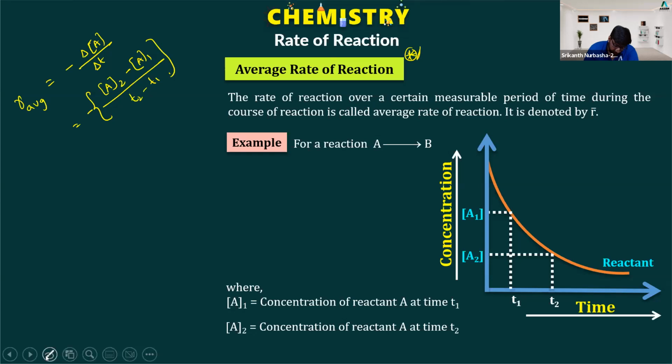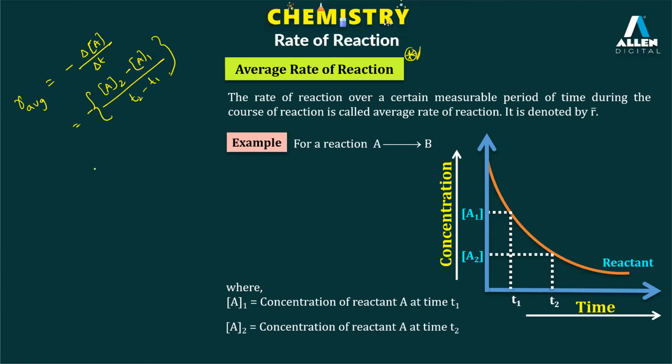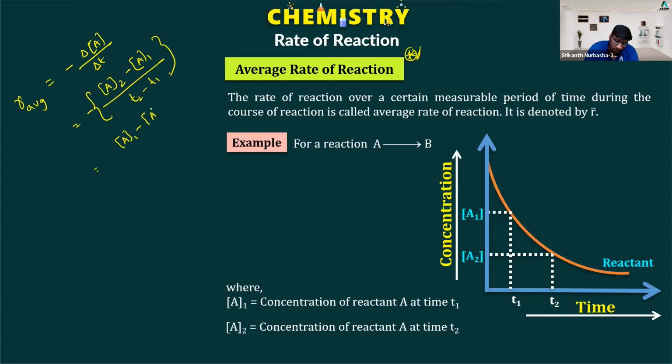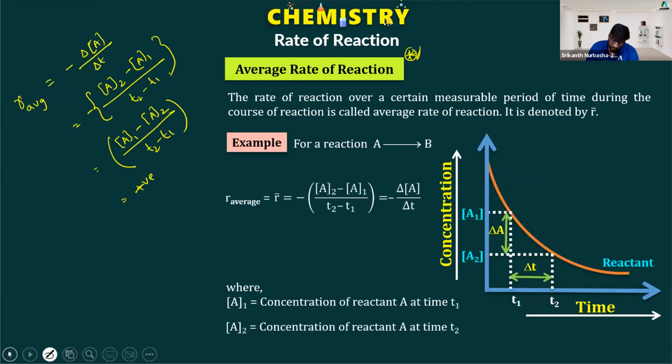Which is greater among concentration of A at T2 and T1? A1 is greater. So I'll get minus of concentration of A1 minus concentration of A at time T2, divided by T2 minus T1. So ultimately it is a positive quantity. Rate is always a positive quantity. So R average is equal to minus of delta concentration of A by delta T, and this was the formula.